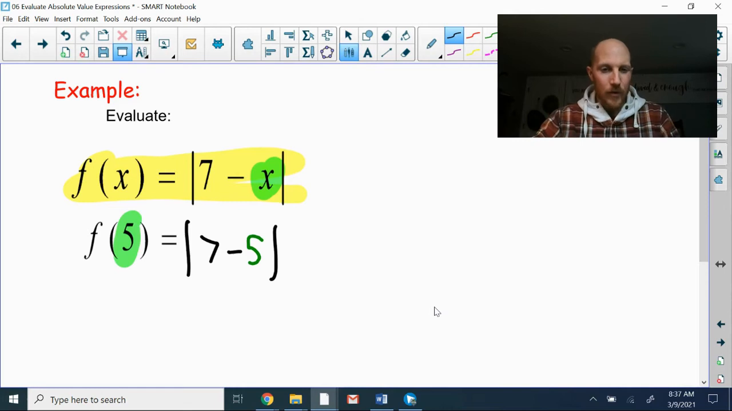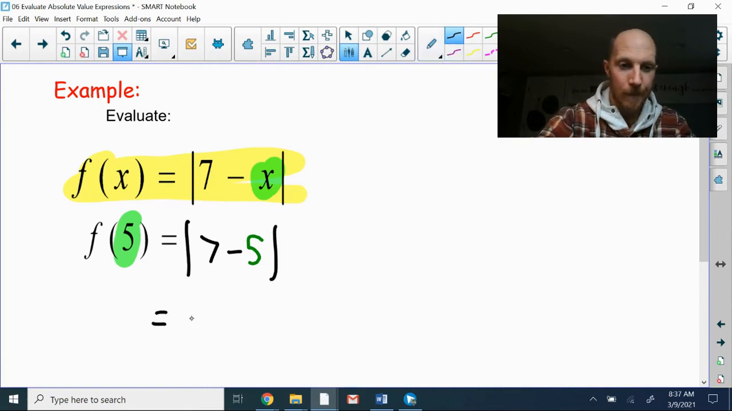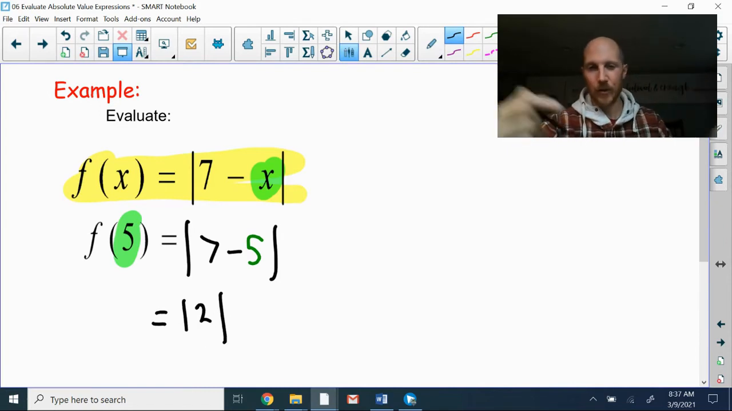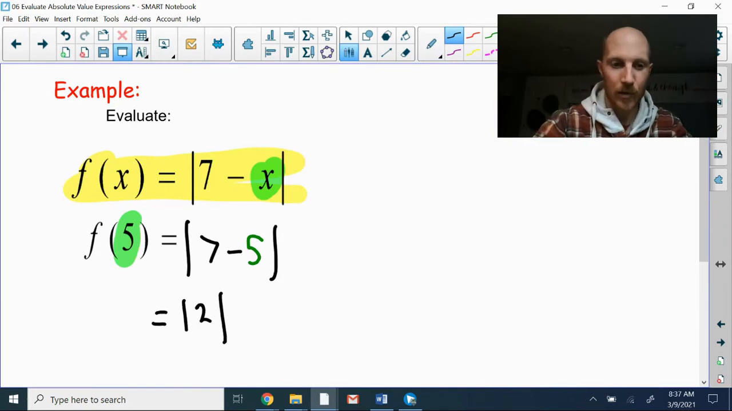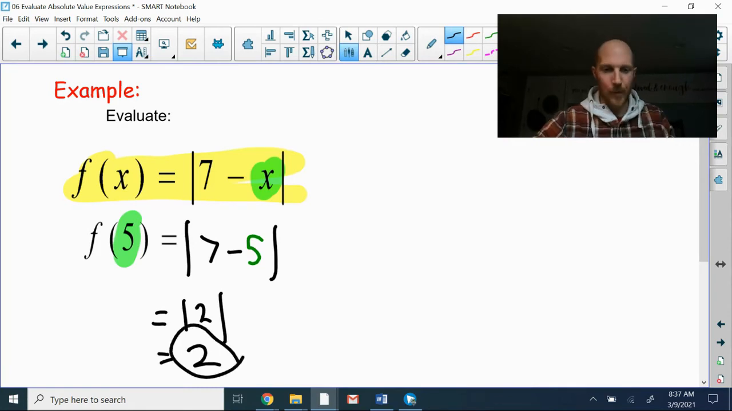They do everything that parentheses do, but they also do more because it still means distance, and distance is going to have to be positive. So we're going to do the subtraction that is inside those absolute value lines. That has to happen first. 7 minus 5 is 2. And then we'll say, all right, how many spaces away from 0 is 2 on the number line, and is 2 spaces. So there's our final answer. It'll just be positive 2.